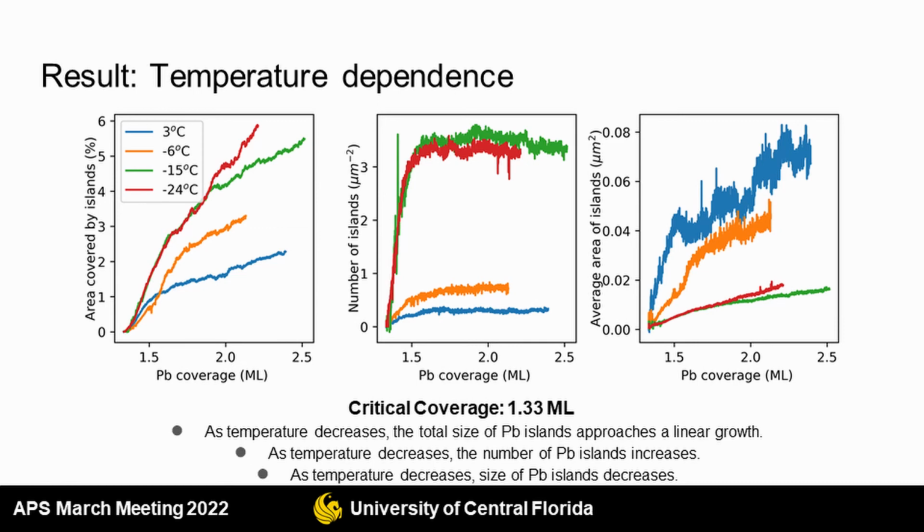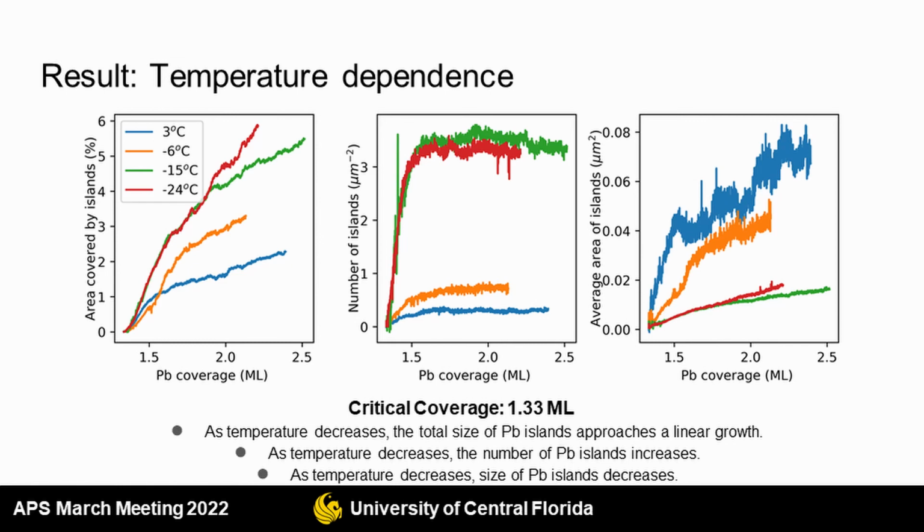We can also see that -24 degrees Celsius and -15 degrees Celsius tend to have the same growth rate until about 1.7 monolayers. Looking at the middle graph, the number of islands, we can see that with lower temperature, there tends to be a lot more islands than there are at higher temperature.